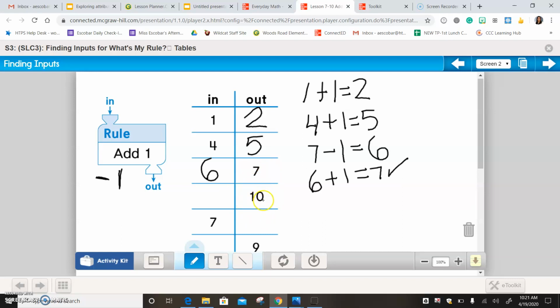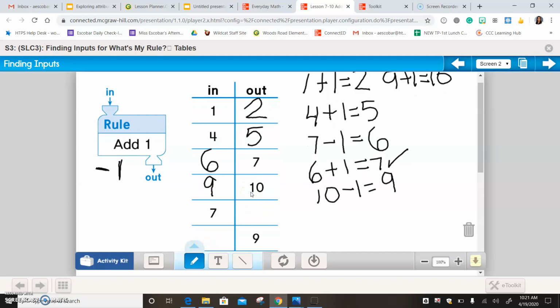So here we have 10, and since we don't know the in number, we need to do the opposite. So 10 minus 1, it's going to give us 9. So the in number is 9. And like I said, let's always check our work. So let's see if it makes sense. If I put in 9, add 1, will 10 come out? Does 9 plus 1 equal 10? It sure does. Good job.